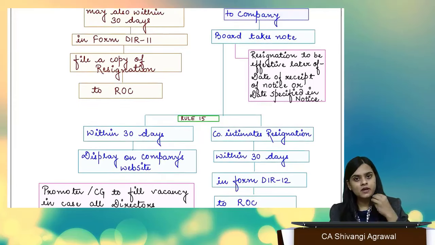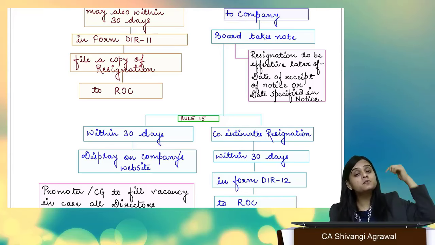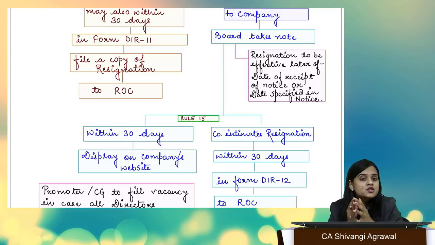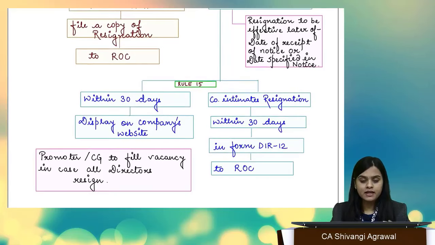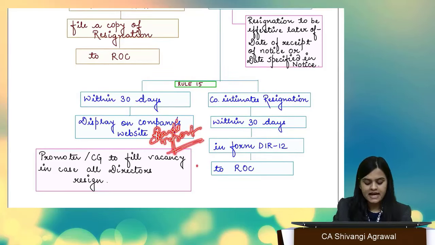Whenever a director is giving resignation to the company, the resignation is going to be effective from the date when the company receives the resignation or the date you have specified in the notice, whichever is later. So from that date, your resignation will be treated to be effective. Okay, fine. And when the board comes to know about the resignation, they have two duties. They have to intimate ROC, plus they have to also include it in their board's report, as and when it will be made.